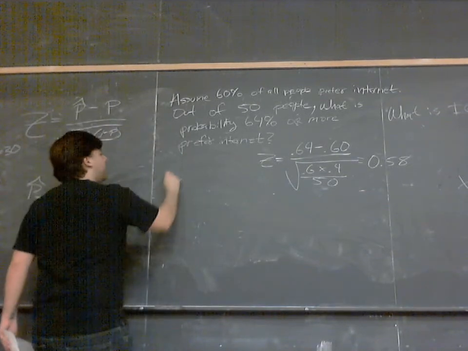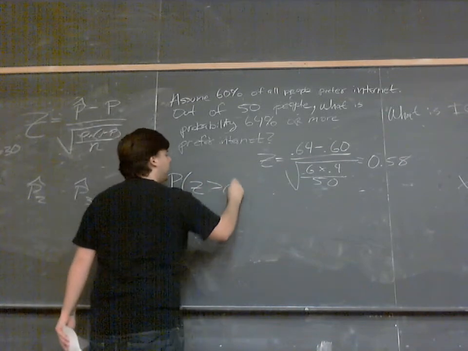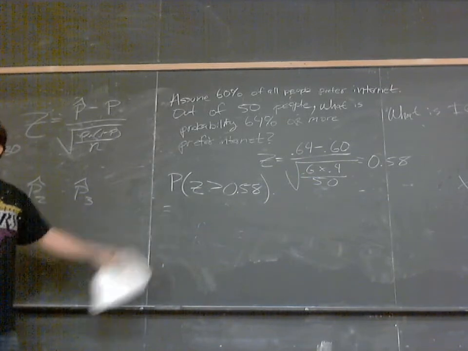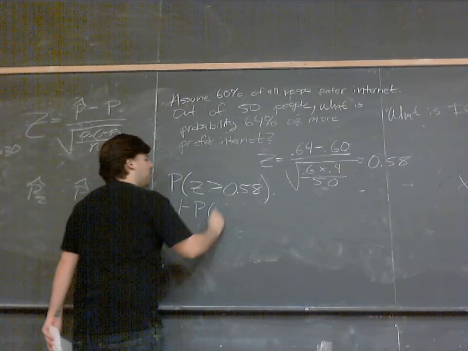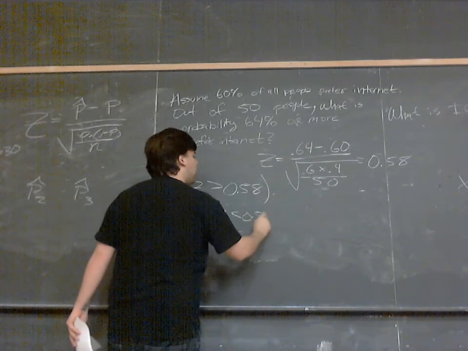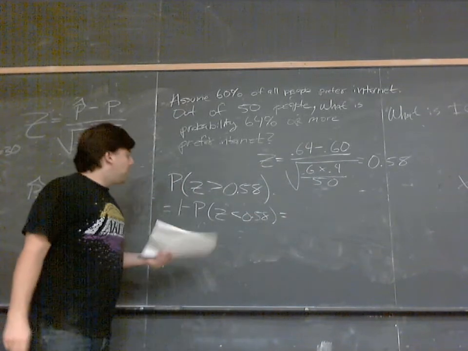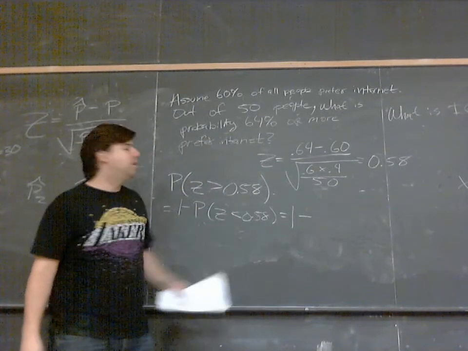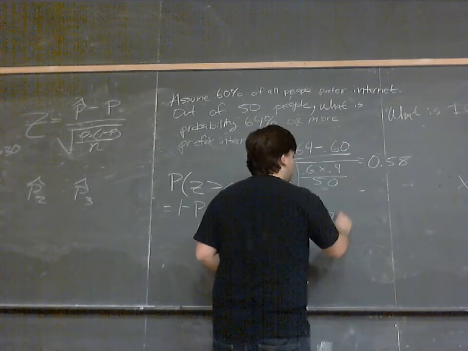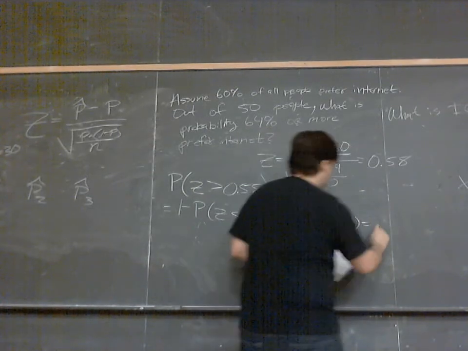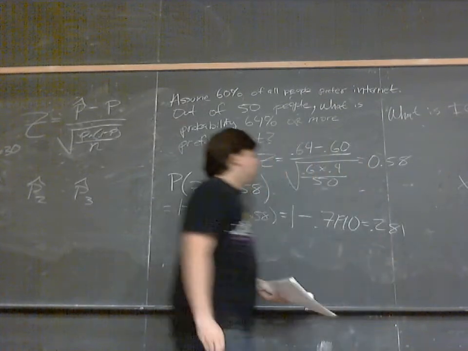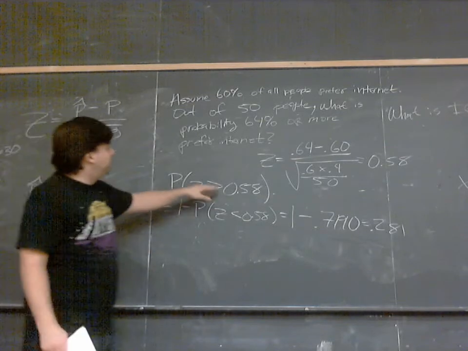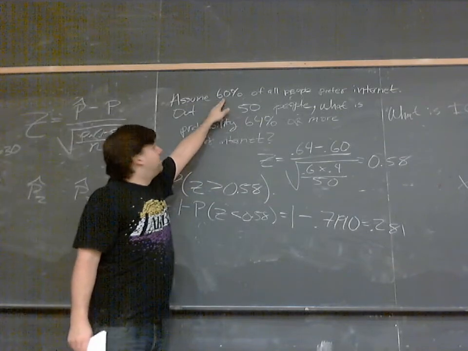That z is greater than 0.58. Just like chapter 6, it's a greater than, so I have to use the complement rule: 1 minus the probability that z is less than 0.58. So I go to row 0.5, column 0.08, and I get 0.7190. 1 minus that gives 0.281. So as expected, it's something less than half, because it's something above the average, right?